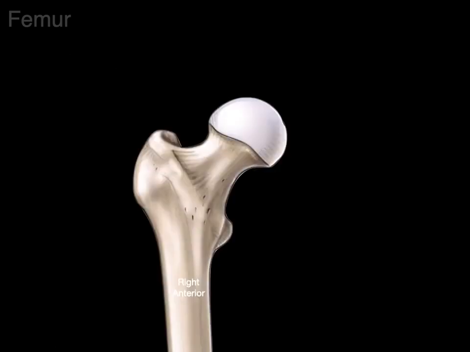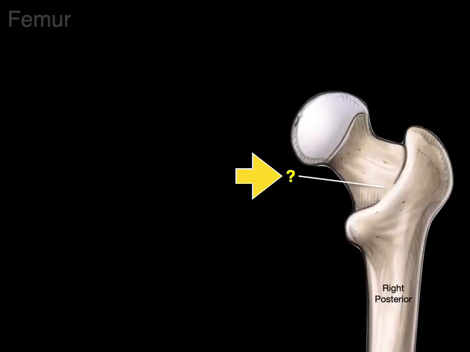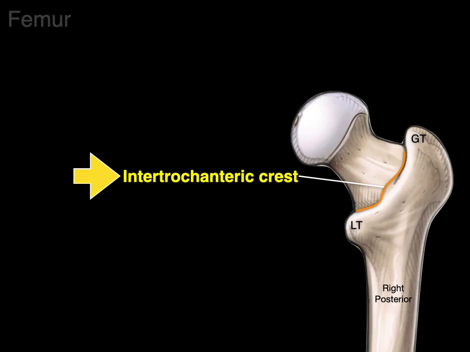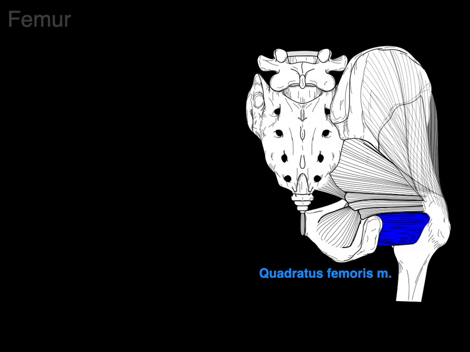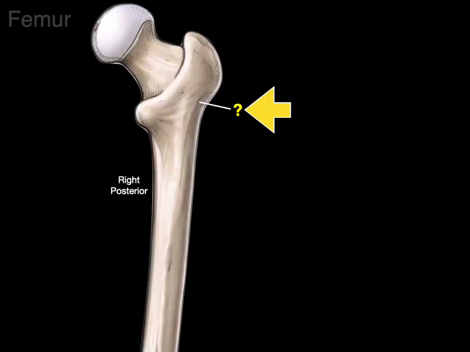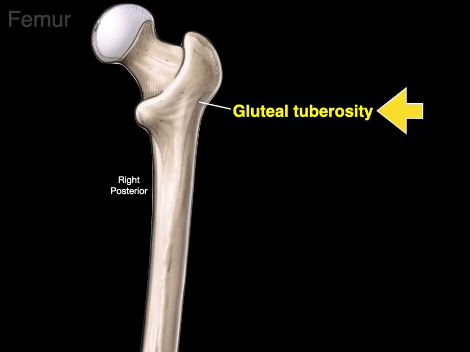Now, if we go from the right anterior to the right posterior view, we see this ridge or crest between the greater and lesser trochanter, so it's called the intertrochanteric crest. It's also an attachment for the posterior part of the joint capsule, but it also serves as an attachment for the quadratus femoris that courses from the ischium to the intertrochanteric crest. Now we have this little swelling where the gluteus maximus attaches. We call it the gluteal tuberosity.